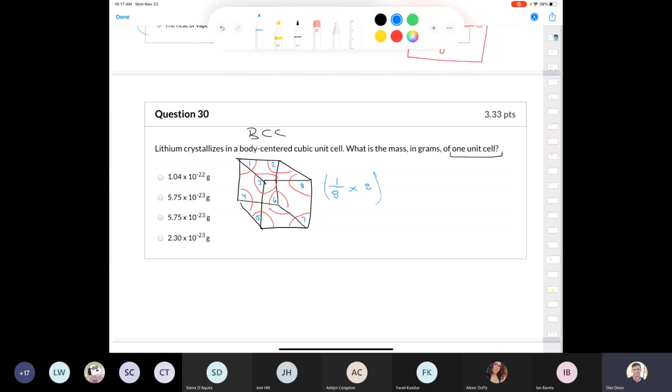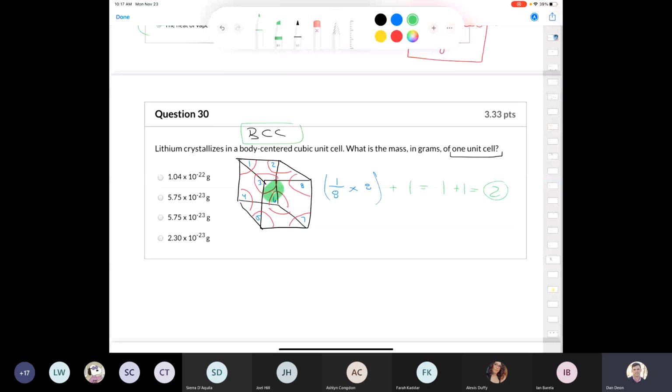But in a body-centered cubic, you have a sphere in the center of the body, in the middle. So that means you've got the 8 corners, which gives 1, plus you have that sphere in the middle, plus 1. That gives you 1 plus 1, which is 2. So that means there are 2 lithium atoms in the unit cell for a body-centered cubic unit cell.